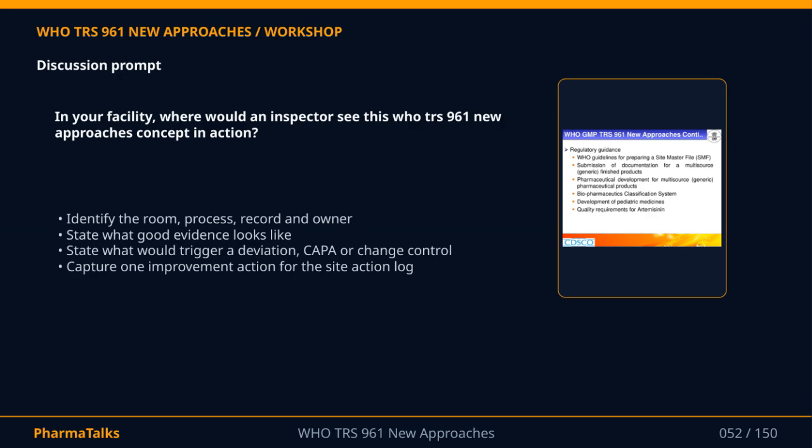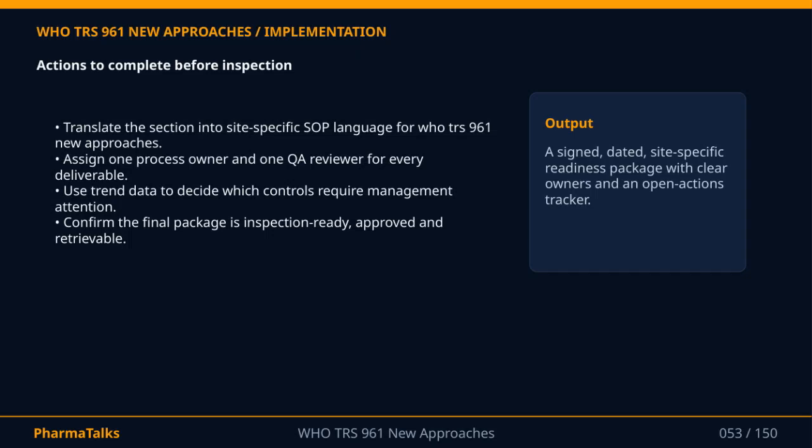This exercise helps to ground the theory in real-world practice and encourages continuous improvement. Before an inspection, there are several crucial actions we need to complete to align with the WHO TRS 961 new approaches. First, it's important to translate the relevant section into site-specific SOP language. This ensures that the new approaches are clearly understood and implemented in a way that fits our site's processes.